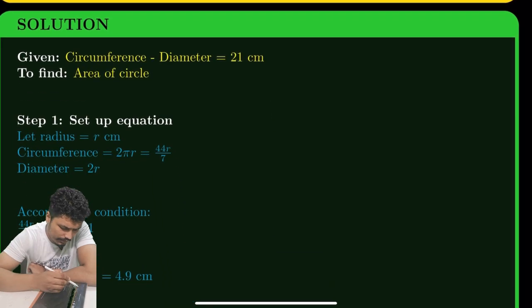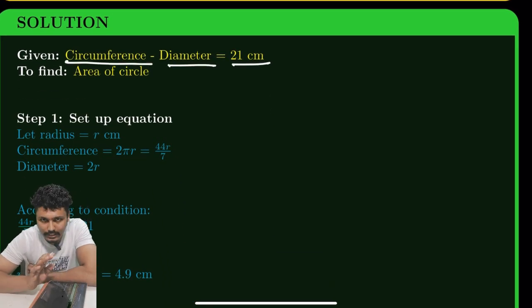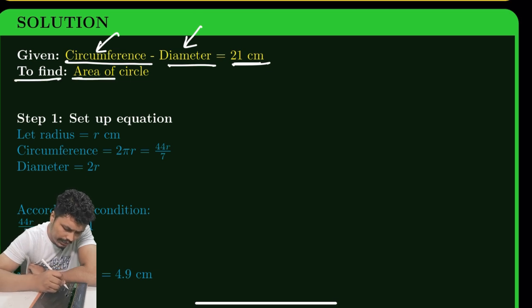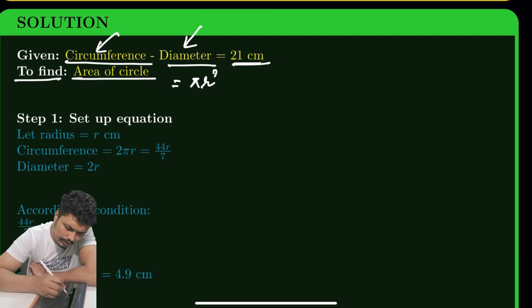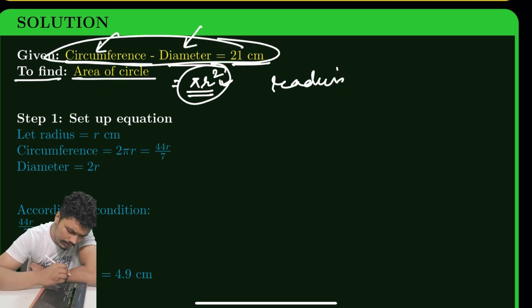So first is circumference. Circumference minus diameter is 21 centimeter, given in the question. Circumference is greater than diameter by 21 centimeter. Second, what do we need to find out? Area of a circle. The formula for area of a circle is pi r square. So in order to find out the area, we need to find out the radius. Radius we can find out from here.